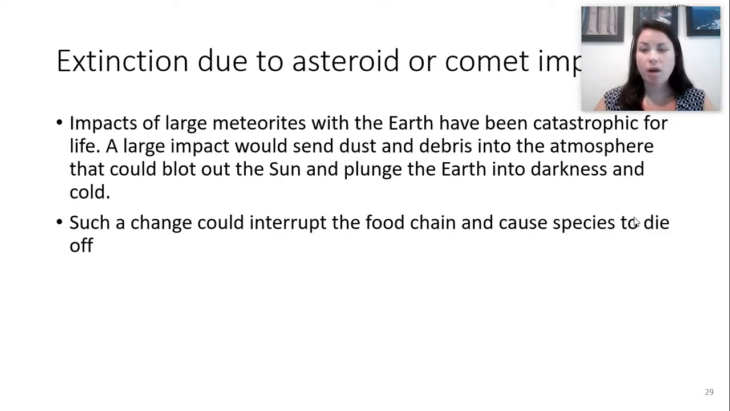Extinction due to an asteroid or comet impact. Impacts of large meteorites with the Earth have been catastrophic for life. A large impact could send dust and debris into the atmosphere, which would blot out the sun and make the Earth cooler, and therefore change the habitat. There's interruption to the food chain if there's no sun to grow plants, and so on and so forth. We'll talk a little bit more about this in the geohazard lecture in just a few weeks.